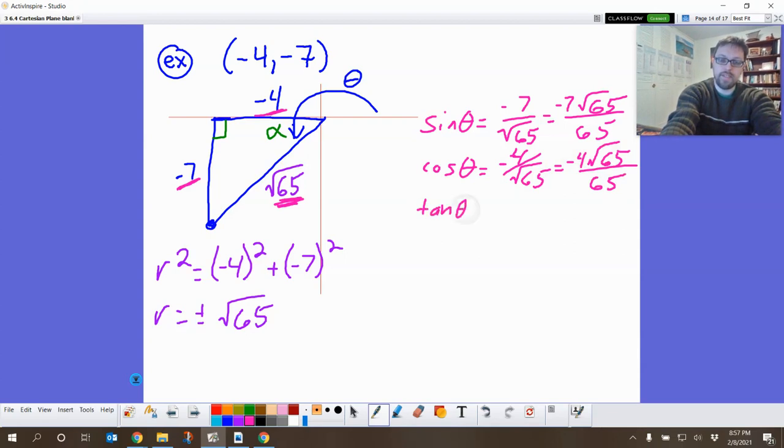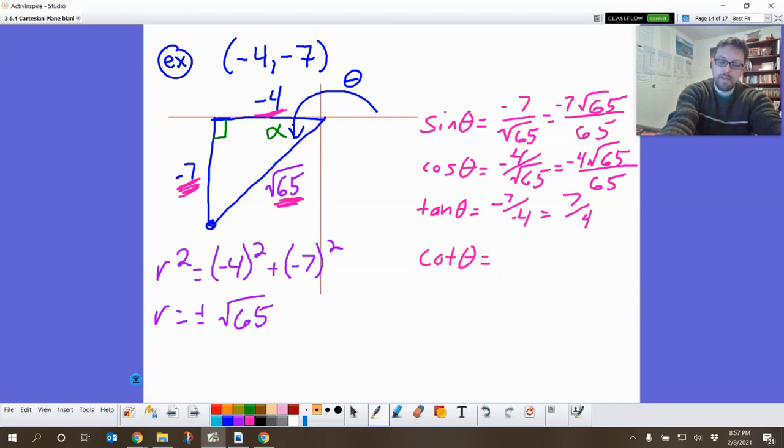Finally, we got that tangent theta equals our opposite over adjacent. So our opposite side is -7 and the adjacent is -4. So we get negative 7 over negative 4. Well, that's really just 7 over 4. Interesting. Tangent was positive, but the other two are negative. Huh.